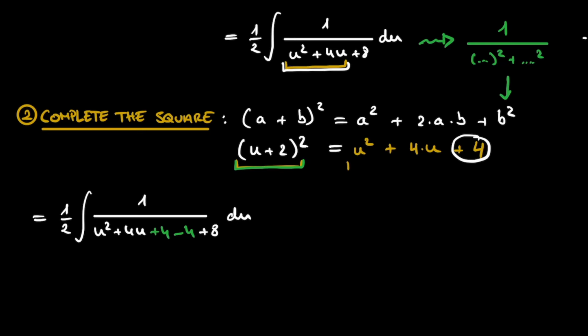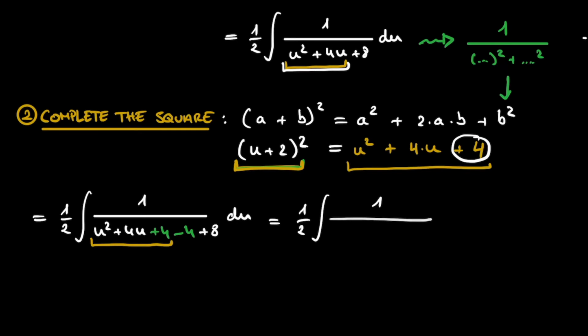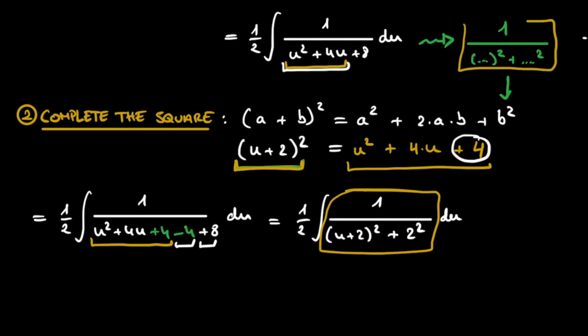And now we see that if we have u squared plus 4 times u plus 4, which is exactly what we have here, we can replace it by u plus 2 squared, which is what we'll do. So we get 1/2 multiplied by the integral of 1 over u plus 2 squared. And then we're left with minus 4 plus 8, which is of course plus 4. Now this plus 4 can itself be written as 2 squared. So we get plus 2 squared. And we don't forget our du. Now we see that the fraction that we've obtained here is exactly the form that we wanted. 1 over something squared plus a constant squared.